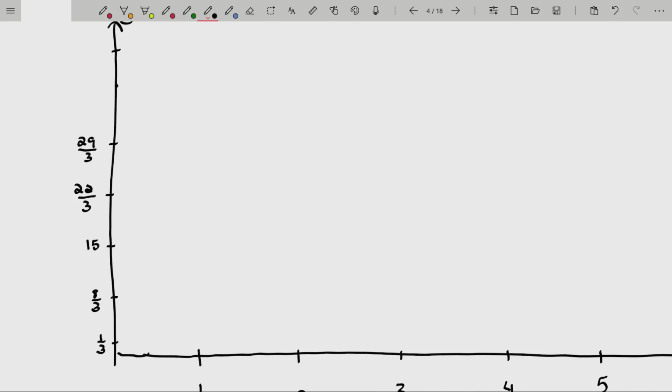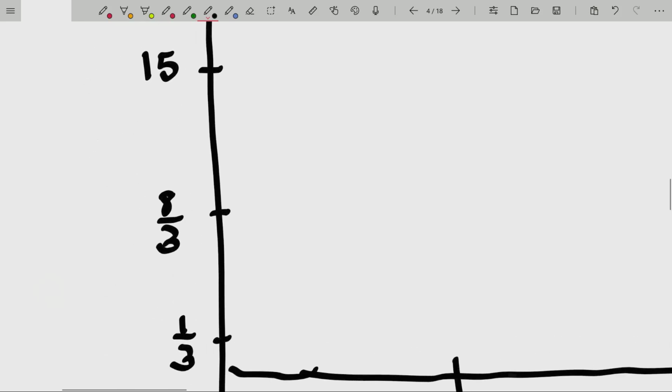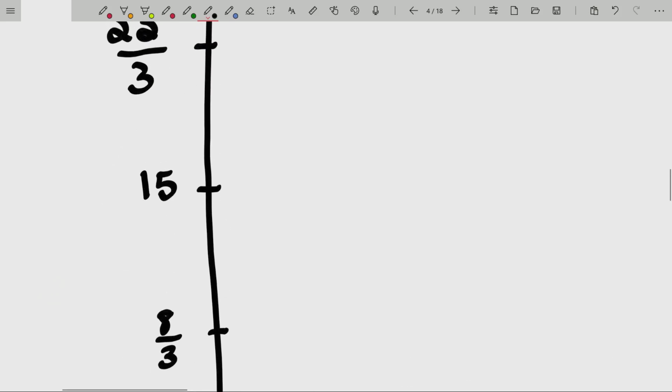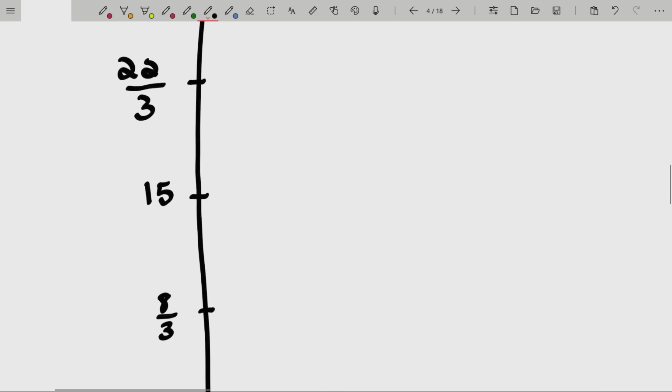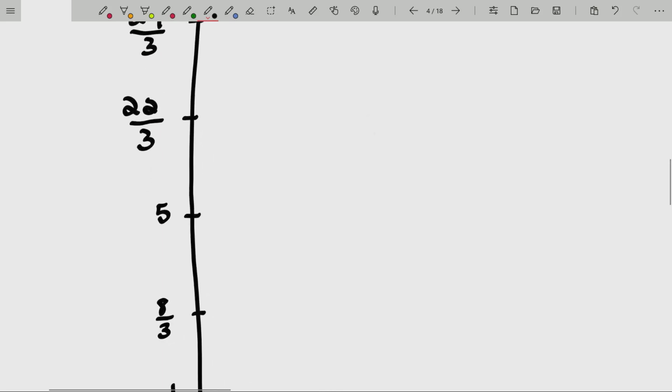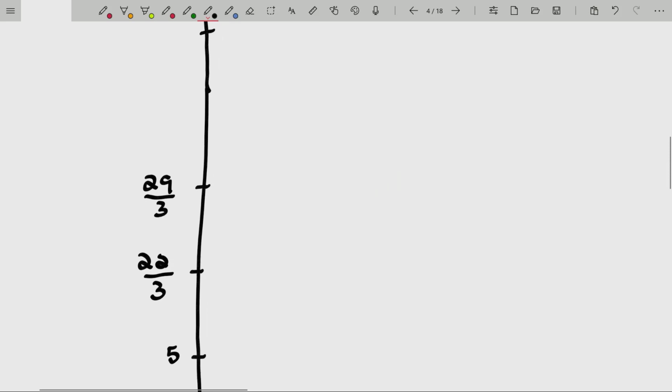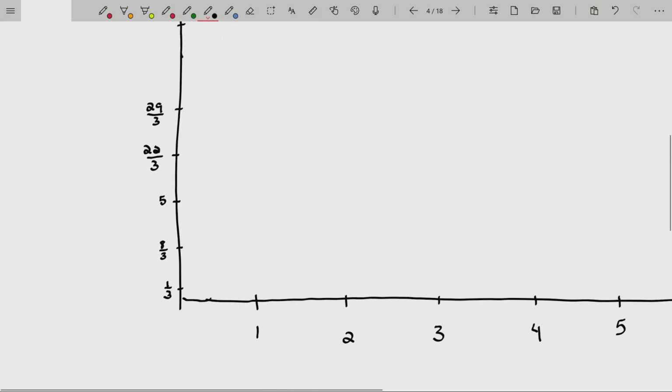And then notice my scale is just everything's 7/3 away from each other. So 1/3 to 8/3, that's supposed to be a 7/3 step, but it doesn't look like it. And then 8/3 to 15/3, which is 5. Sorry about that. And then 15/3 to 22/3 is another 7/3 of a step. And then 22/3 to 29/3, again, another 7/3 in step.